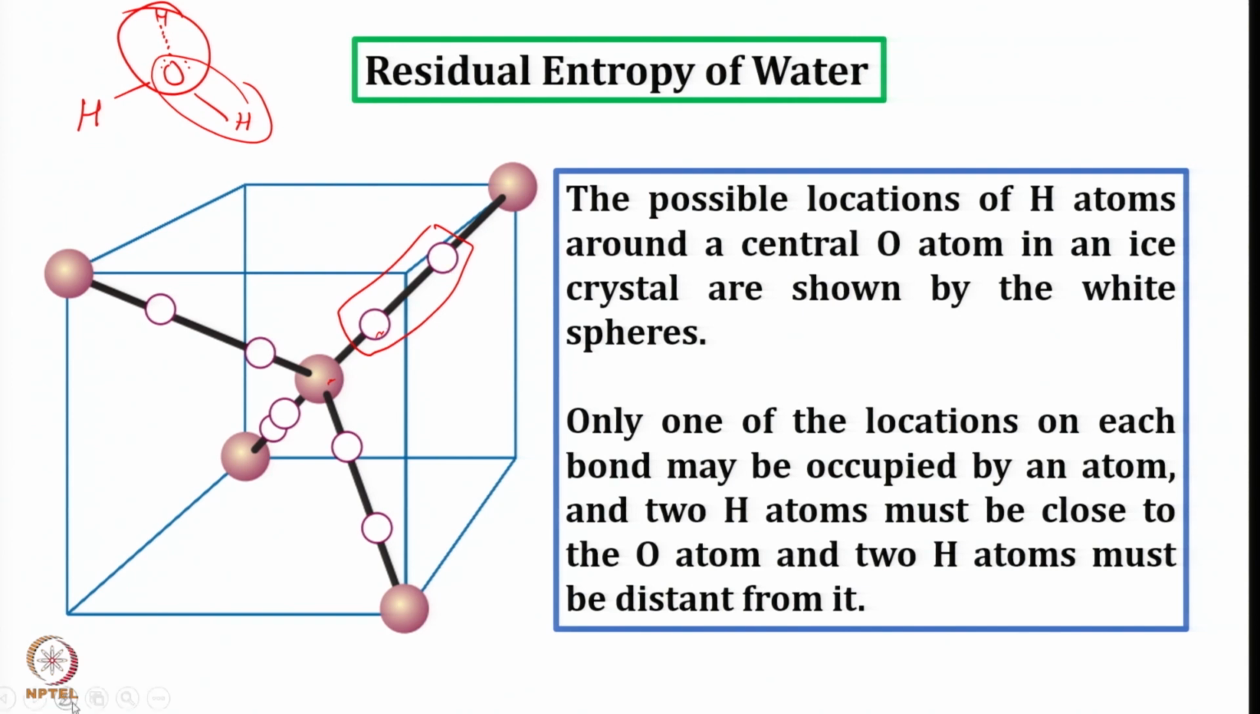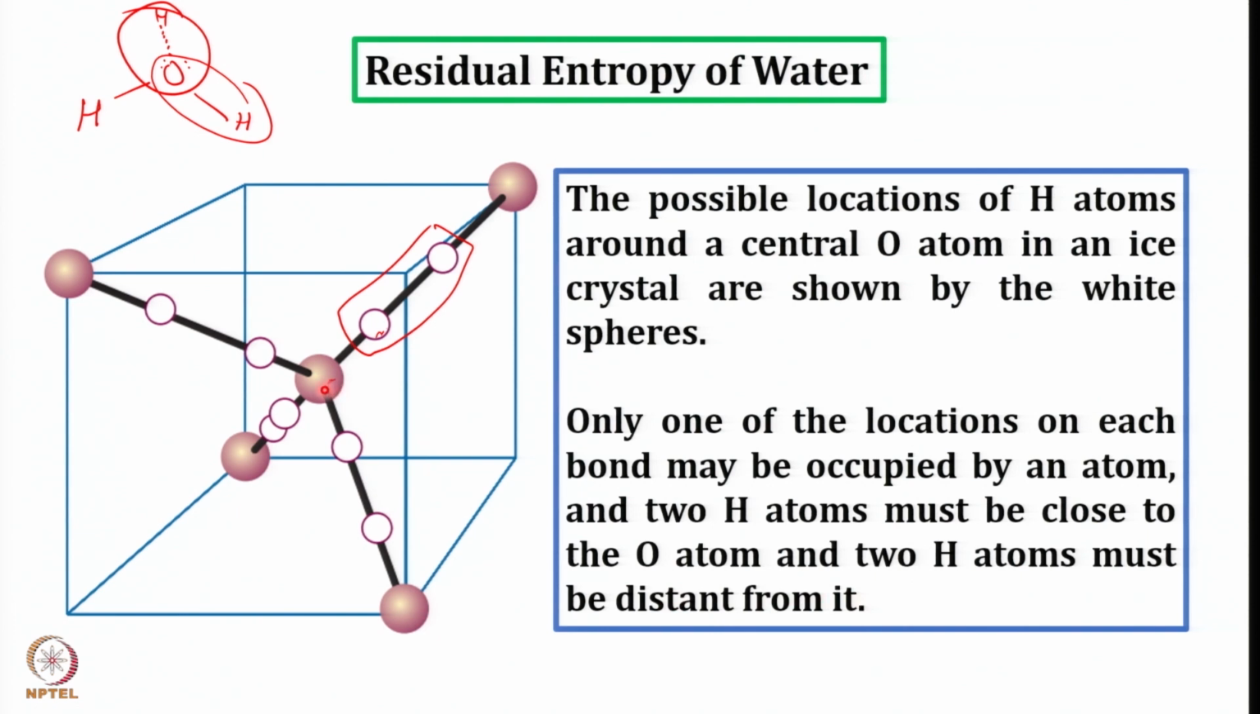Now let us read the comments. This figure shows the possible locations of hydrogen atoms around a central oxygen atom. This is the central oxygen atom. In an ice crystal, the hydrogen atoms are shown by white spheres. Only one of the locations on each bond may be occupied by an atom, and two hydrogen atoms must be close to the oxygen atom and two hydrogen atoms must be distant from it.